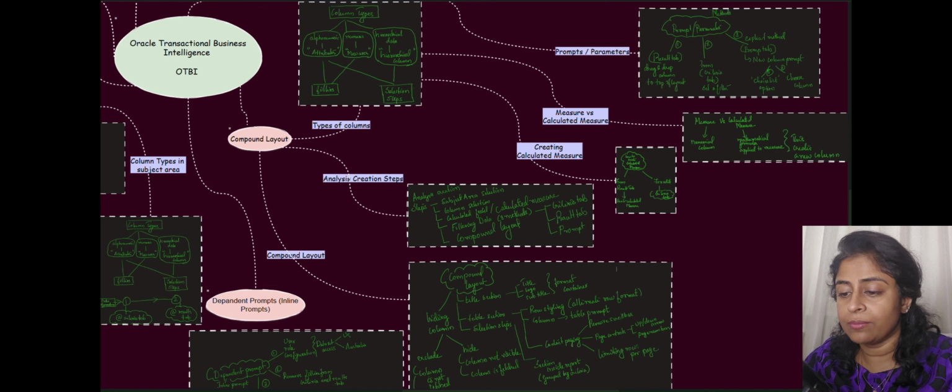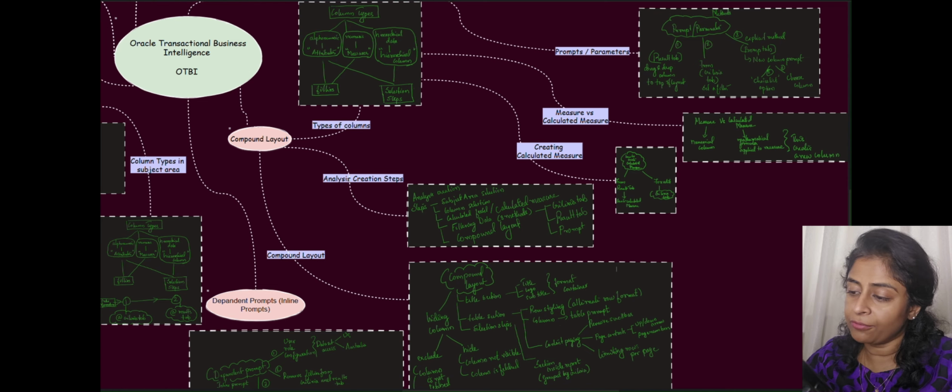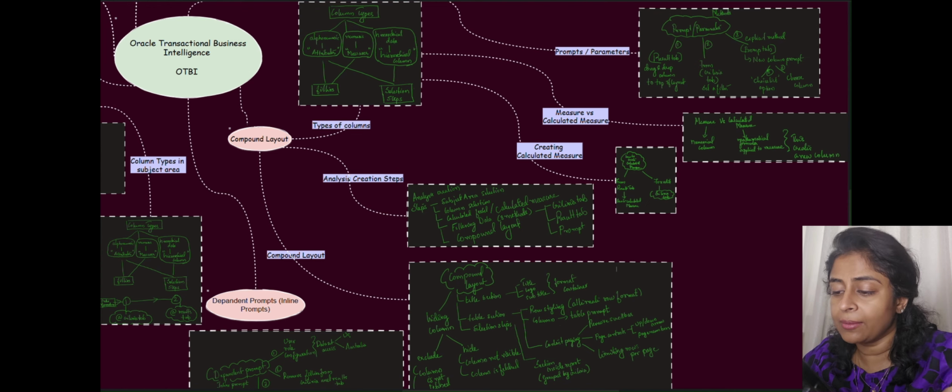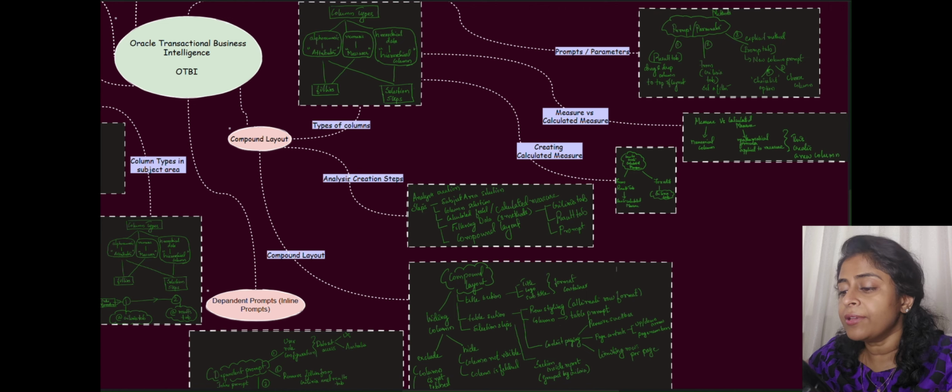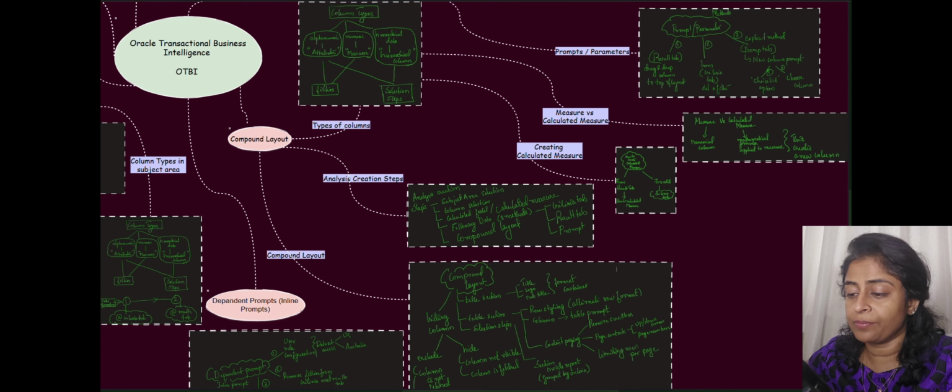Measures versus calculated measures. Standard measures are pre-existing numeric columns from your subject area like invoice amount or tax amount. But here is where OTBI gets powerful. Calculated measures let you create entirely new data fields using mathematical formulas. For example, you might create an original amount calculated measure by subtracting total tax charge from invoice amount. Calculated fields created in your results tab automatically appear in the criteria tab also. This gives you full flexibility in report design.